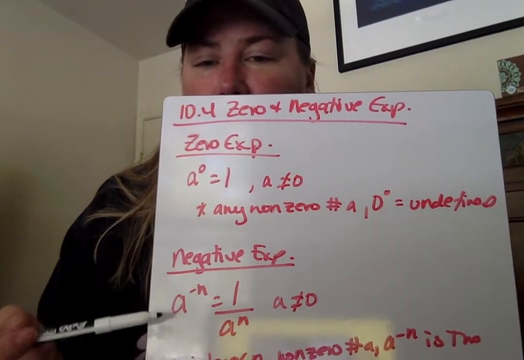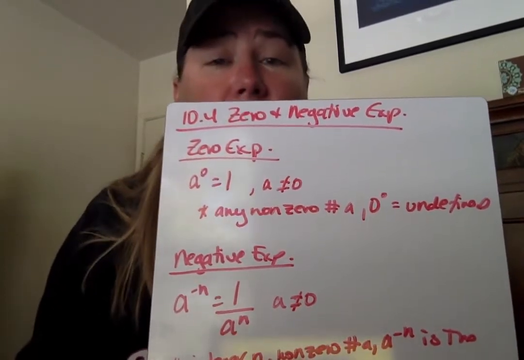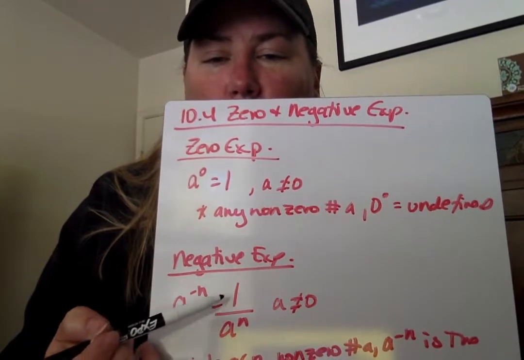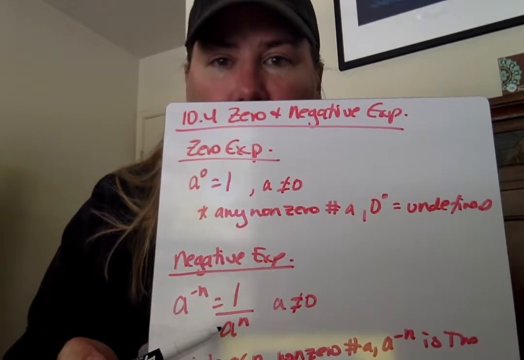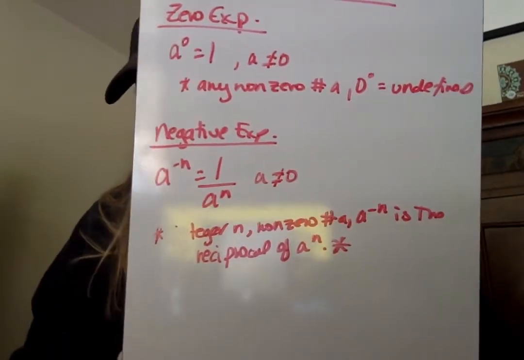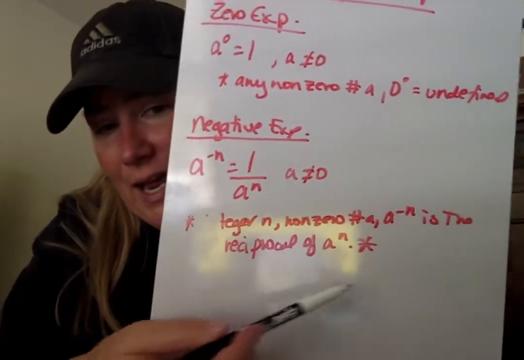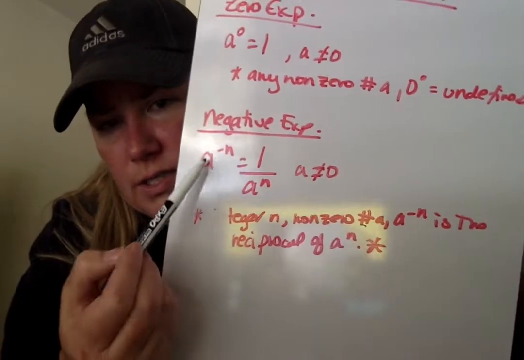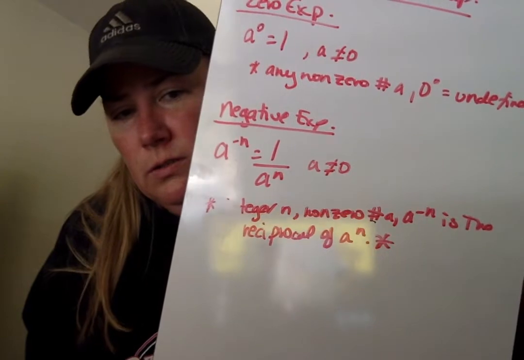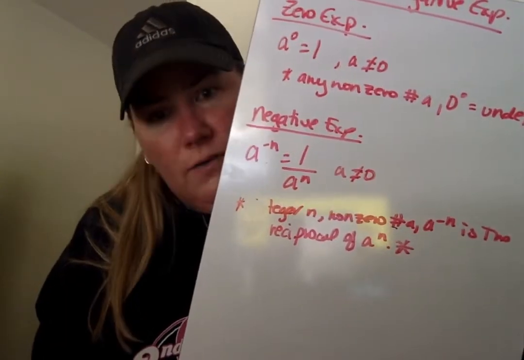And then your negative exponent. For any integer n, remember integers are positives and negatives, no fractions and decimals, and 0, okay? A to the negative n is equal to 1 over A to the n, which means that A, again, cannot be 0. More words on the bottom. For any integer n, and any non-zero number A, A to the negative n is actually the reciprocal of A to the n. All right? And I do have pictures of the properties, and I will post them after I'm done.